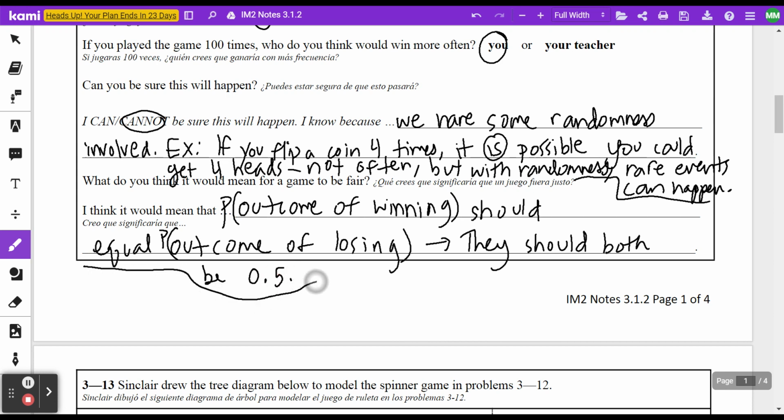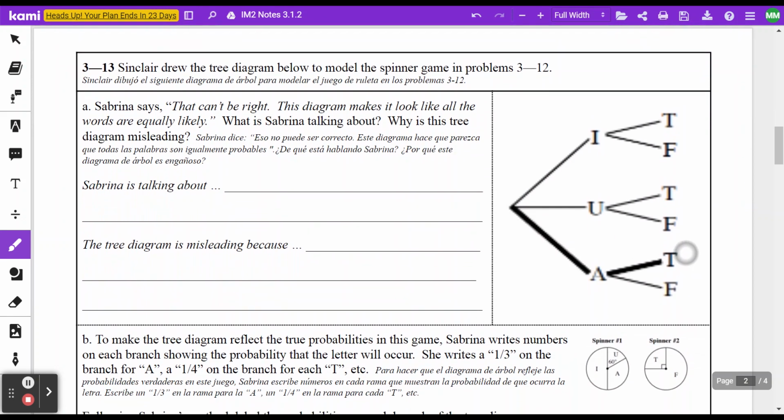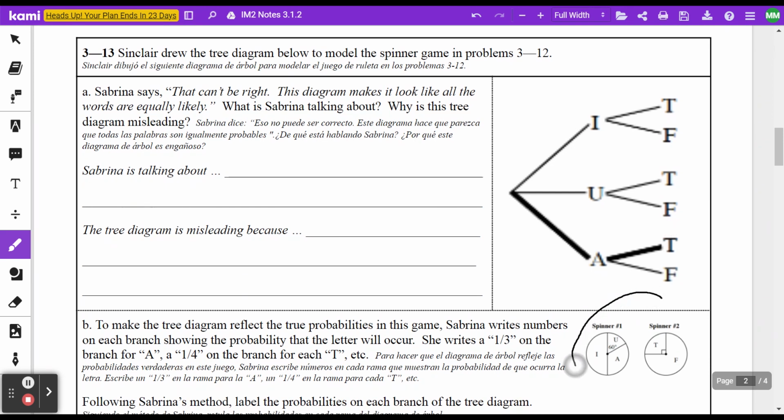Famously, casinos have the odds in their favor, meaning you are likely to lose if you go to a casino. There's some randomness, so sometimes you could win, but in the long run, you're losing. Anyway, we move on. Problem 3-13. Sinclair drew the tree diagram below to model the spinner in the game 3-12. And we do have the spinner still on screen right here. Okay, Sabrina says, this diagram makes it look like all words are equally likely. What's she talking about?